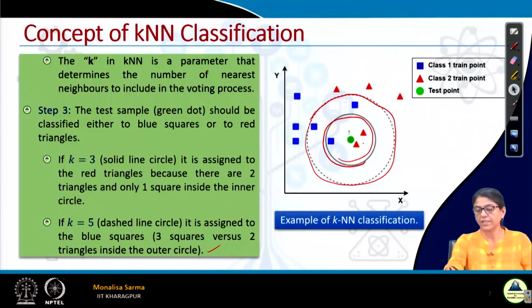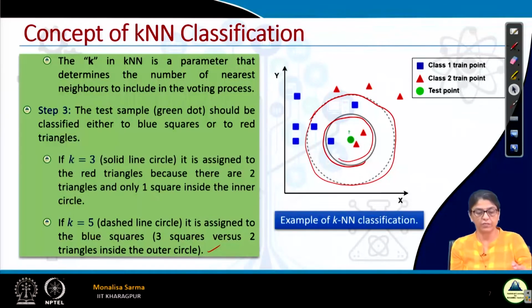It does not consider the distance. Here, if you see the distance, the reds are very near. But it is not that. We first find the nearest k, and then out of this k, the class which has more representation, the test data will belong to that class.